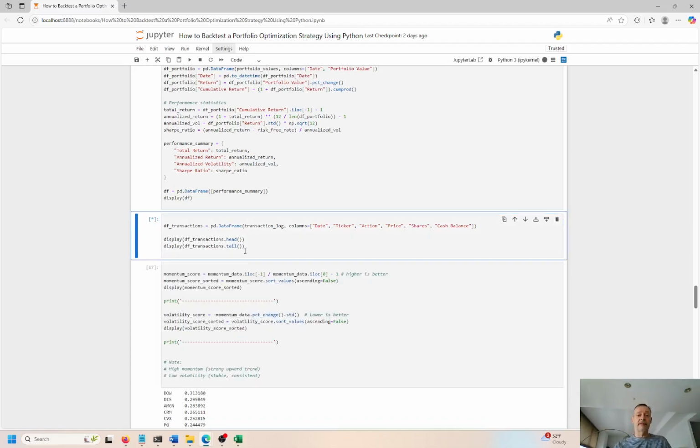And we'll see based on the date, the ticker, the action, was it buy or sell, and the price that we bought or sold at, and the number of shares that we bought and sold, and then the actual cash balance. So we're basically setting up almost like an AI agent.